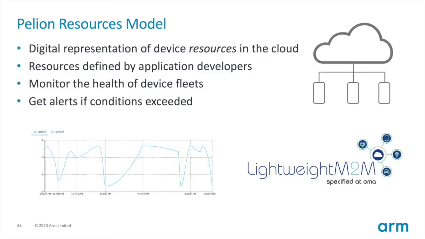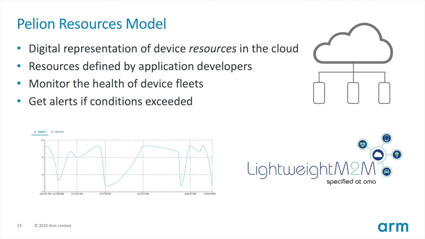Okay, let's talk about monitoring. Pelion uses Lightweight M2M for its resource model. Lightweight M2M is a standardized device management protocol specifically targeting low-power devices, where there's a digital representation of device resources in the cloud. Resources are defined by the application, and you can use this to monitor the health of your devices or get alerts if conditions have been exceeded.